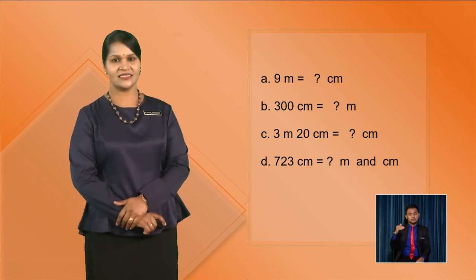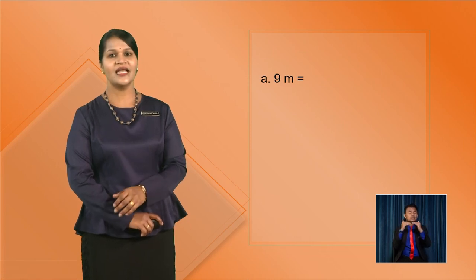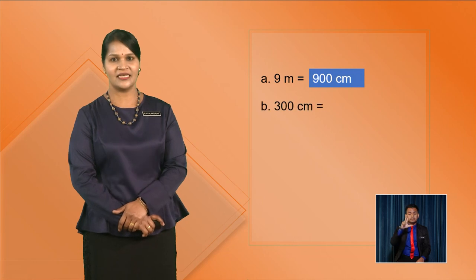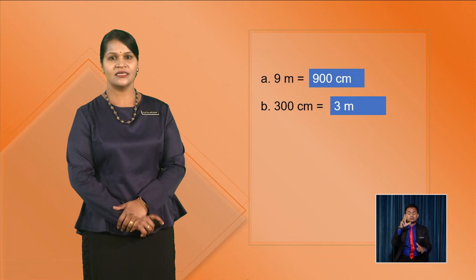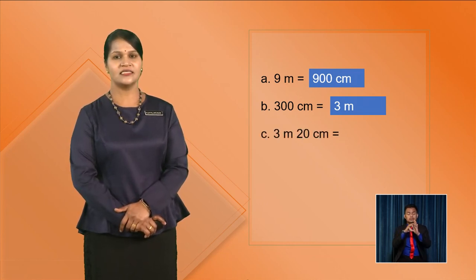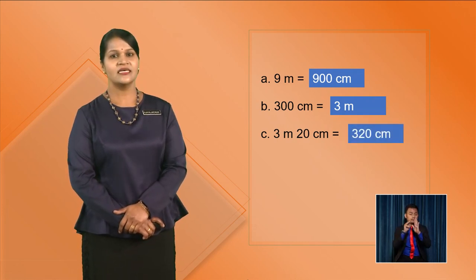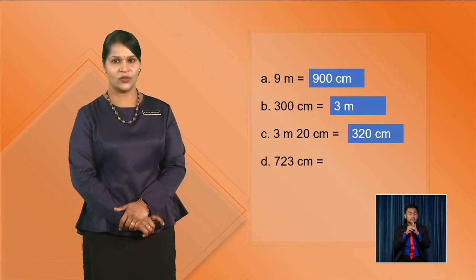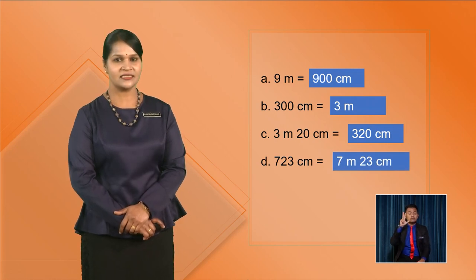Let's check the answers. 9 meters is equal to 900 centimeters. 300 centimeters is equal to 3 meters. 3 meters, 20 centimeters is equal to 320 centimeters. 723 centimeters is equal to 7 meters and 23 centimeters.